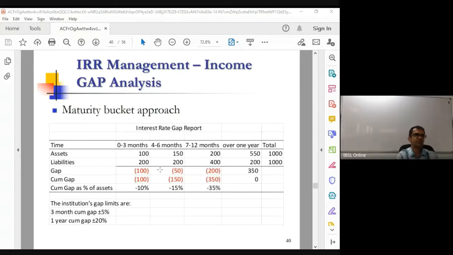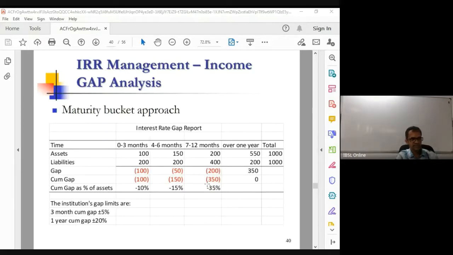In the first bucket, the cumulative gap is minus 100. The total asset is 1000. So the cumulative gap in the first bucket is minus 10%. In the second bucket, the cumulative gap is 150 negative. As a percentage of total assets, it is minus 15%. In the third bucket, that percentage is minus 35%.